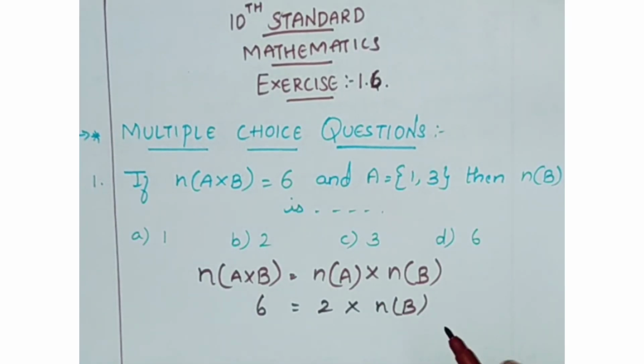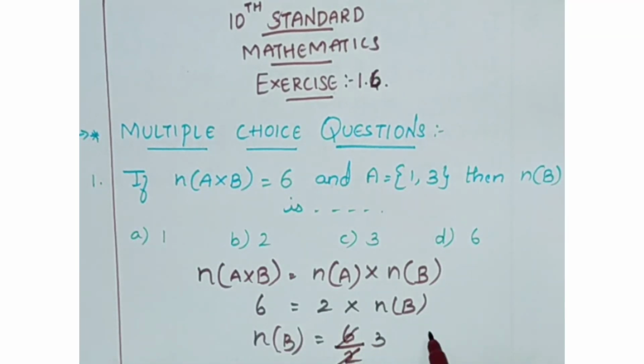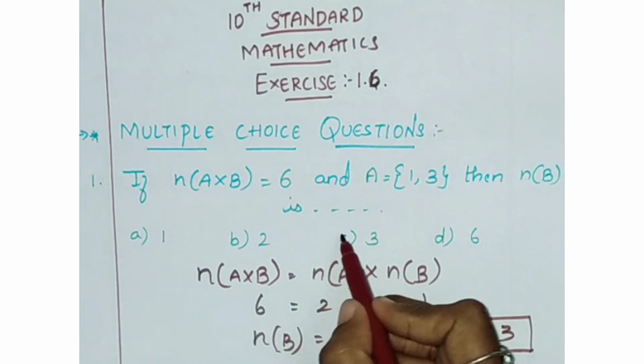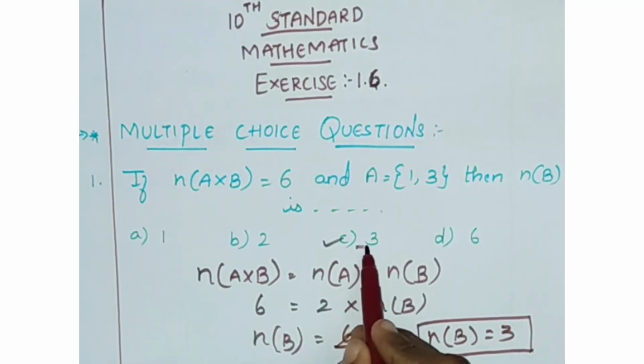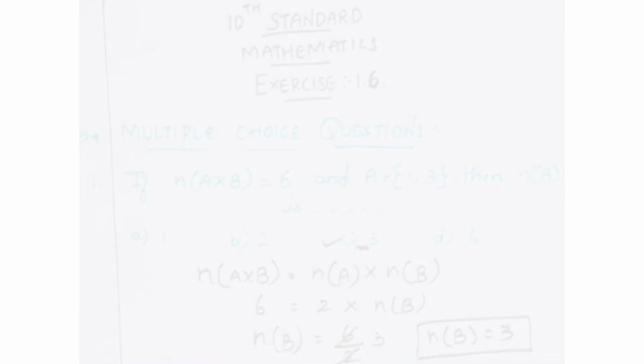So what we'll do: we'll just write n of B here and shift this 2 to that side. If you shift it, it is in multiplication, so if you shift that side, it will come to the denominator as division. So 6 divided by 2, which is 2 ones are 2, 2 threes are 6. So your n of B is 3. So option C is the right answer. Okay, so now we'll see the next question.